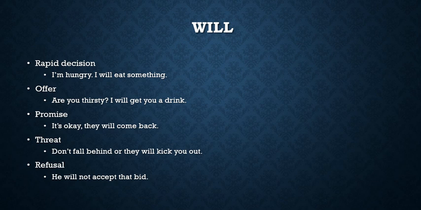Promise: giving a promise, you can use will. It's okay, they will come. That is an example. And then about the threat, you are threatening something or someone. Don't fall behind, or they will kick you out. Will in this case shows the intention to threaten someone. And then we have refusal. For example, he will not accept that bid, to refuse.